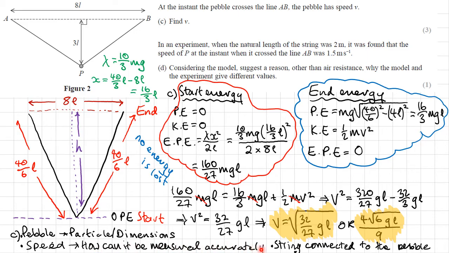And how was the string connected to the pebble? Was it sort of threaded through like a bead and a hole put through it? Was it just glued to the side? That's going to change the length of the string, make slight inaccuracies. So again, this is something else that may give us different values to what we saw in the real experiment.